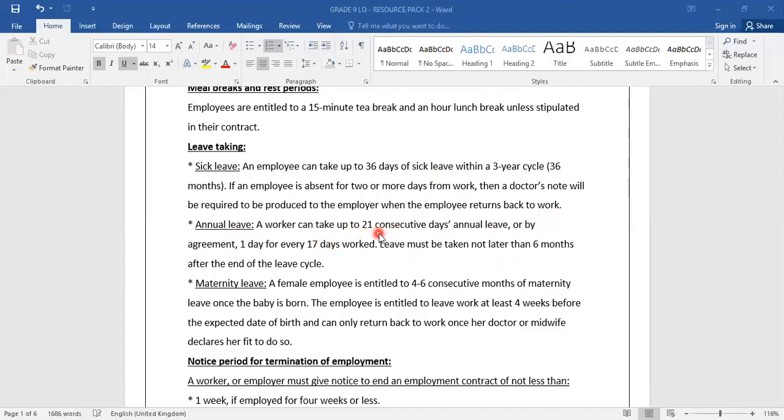Annual leave states that a worker can take up to 21 consecutive days of annual leave or, by agreement, 1 day for every 17 days worked, and the leave must not be taken later than 6 months after the end of the leave cycle.